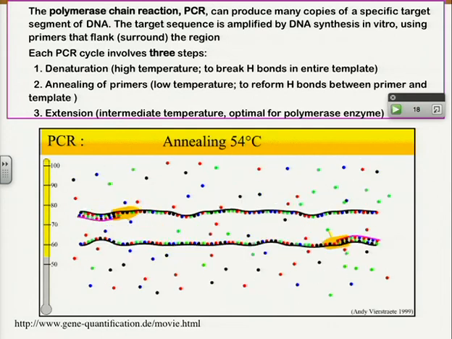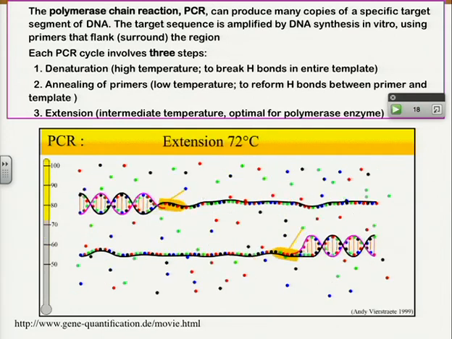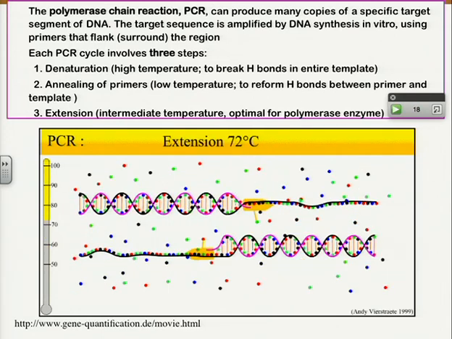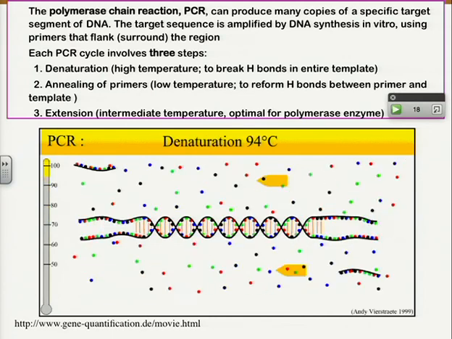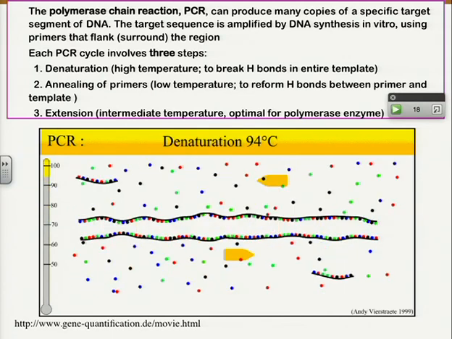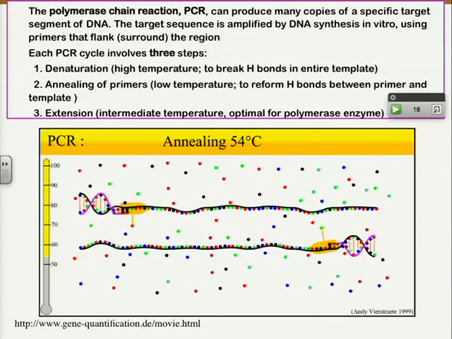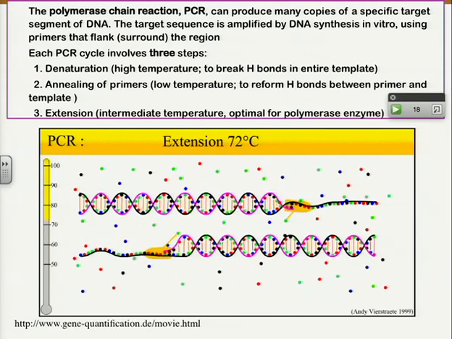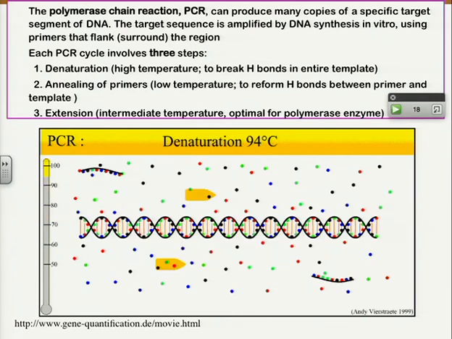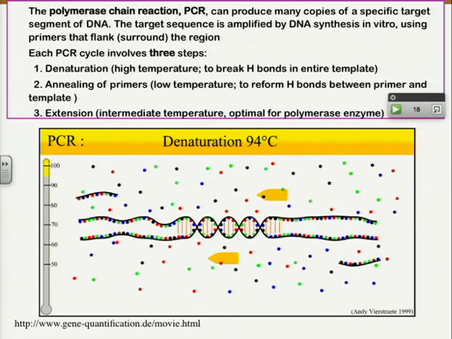But anyway, PCR stands for polymerase chain reaction. It's an in vitro DNA replication, but you're not synthesizing or replicating the entire genome. You're replicating a specific defined sequence, which you are defining by the way you set up the PCR reaction.